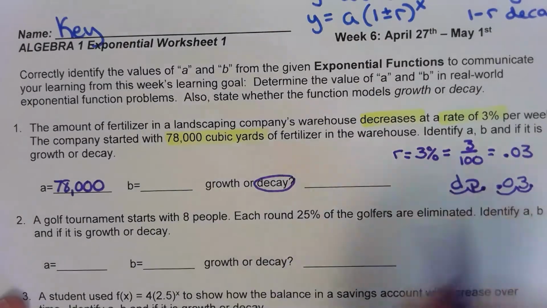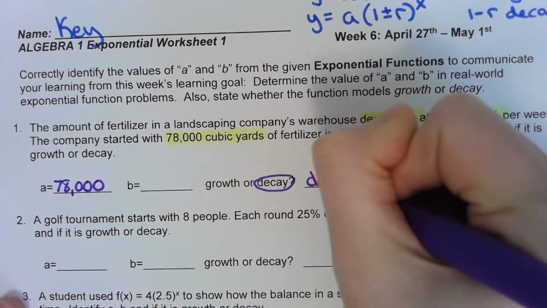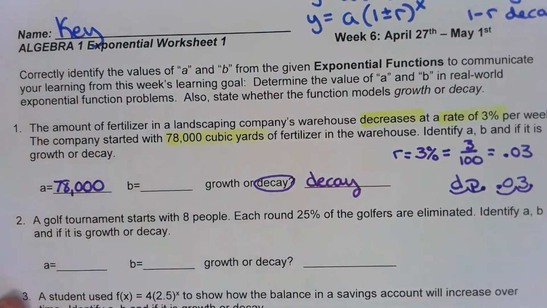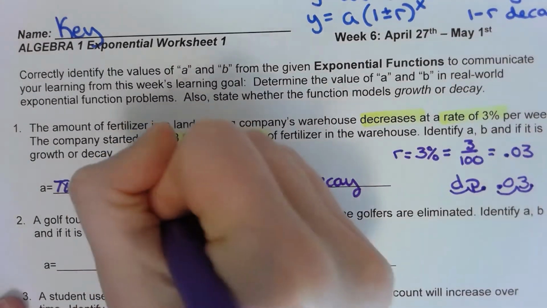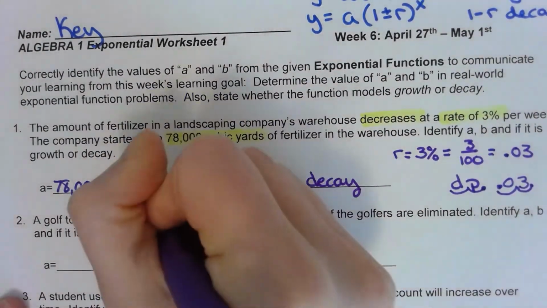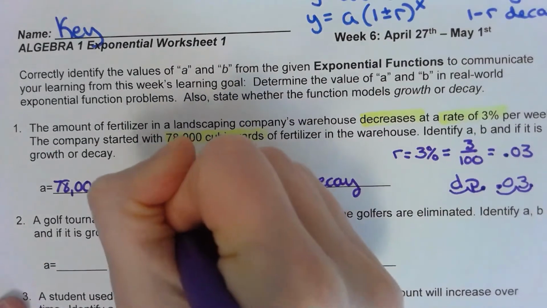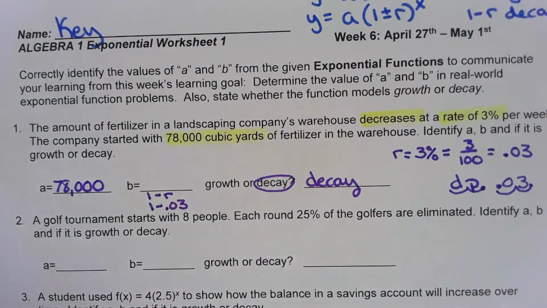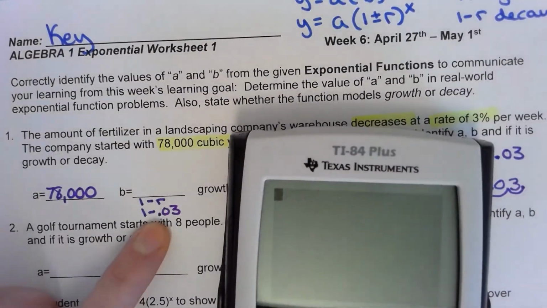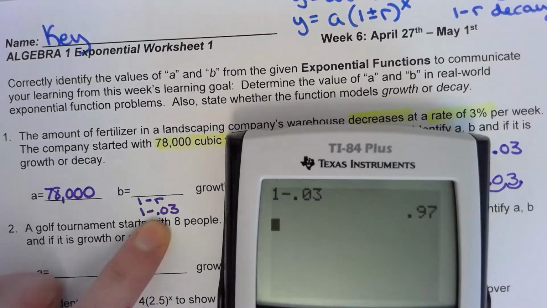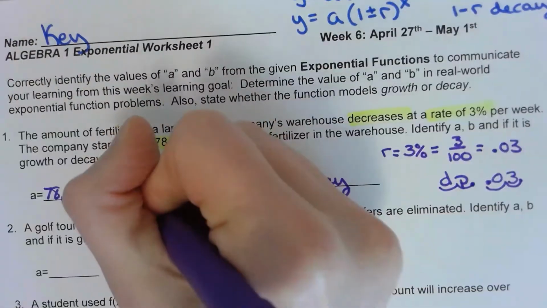So we said that this is decay, which I guess I was supposed to write that instead of circle it. The B value is going to be 1 minus the rate. So that would be 1 minus the 0.03. And I highly recommend that you double check your answer because some people get this wrong simply because they try to do the subtraction in their head. So when I subtract that, I get 0.97.